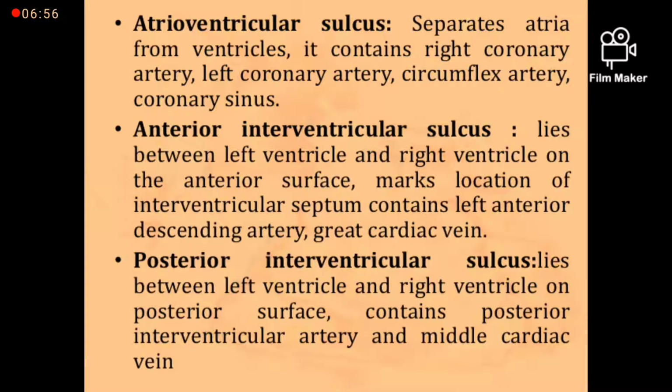Atrioventricular sulcus. It separates the atria from ventricle. It contains right coronary artery, left coronary artery, circumflex artery, coronary sinus. Anterior interventricular sulcus lies between left ventricle and right ventricle. On the anterior surface it marks location of interventricular septum containing left anterior descending artery and great cardiac vein. Posterior interventricular sulcus lies between left ventricle and right ventricle. On posterior surface it contains posterior interventricular artery and middle cardiac vein.